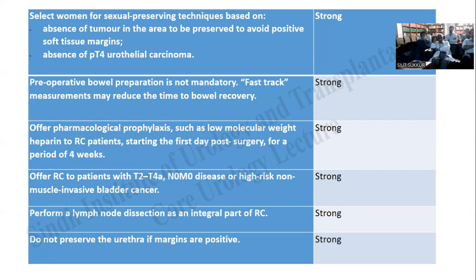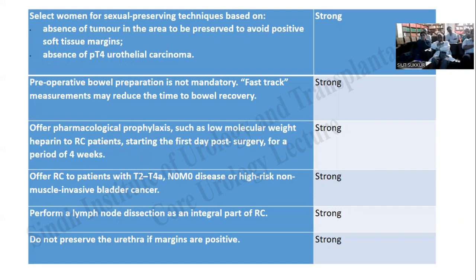Select women for sexual preserving techniques based on absence of tumor in the area to be preserved, to avoid positive soft tissue margins, and absence of pT4 urothelial carcinoma. Strong. Preoperative bowel preparation is not mandatory. Fast-track measures may reduce the time to bowel recovery. It is strong the same.